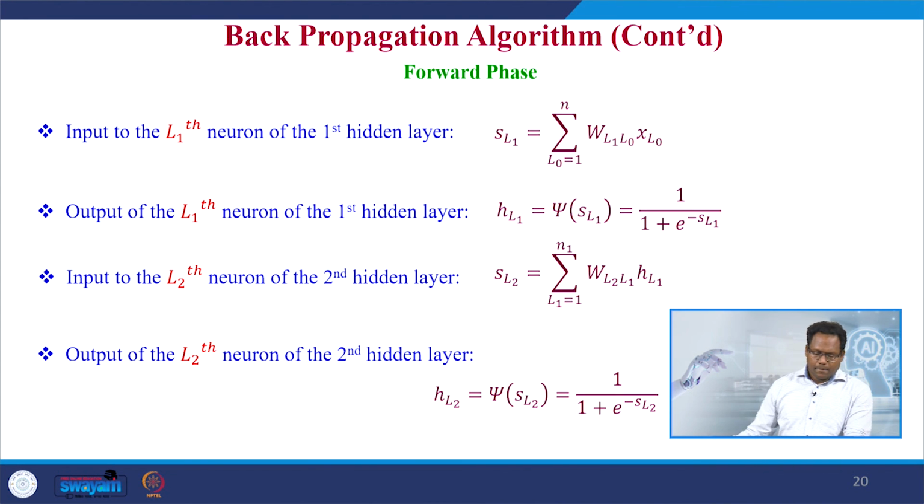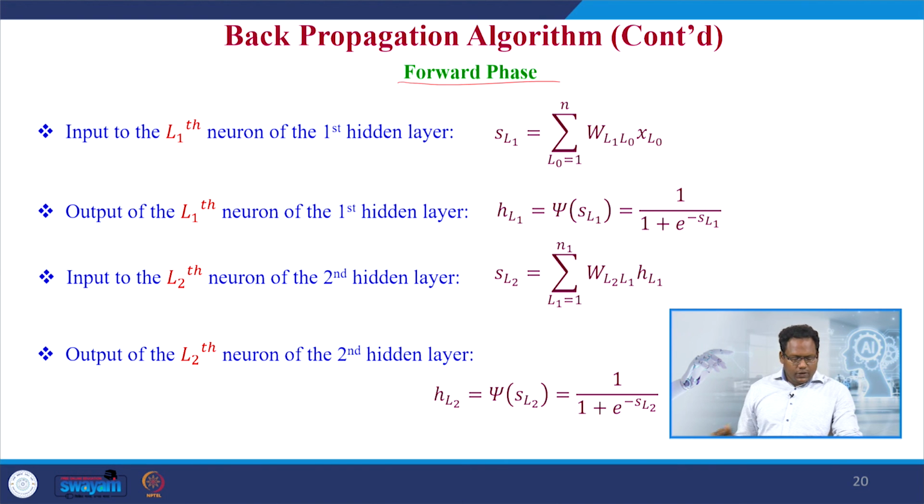Next, we have 2 phases in training the neural network in the back propagation based algorithm. The first one is the forward phase, which means we are getting the response or output of the neurons present in the hidden layer as well as the output layer, based on the weight vectors, as per the input given. Given an input, getting the response is called the forward phase.